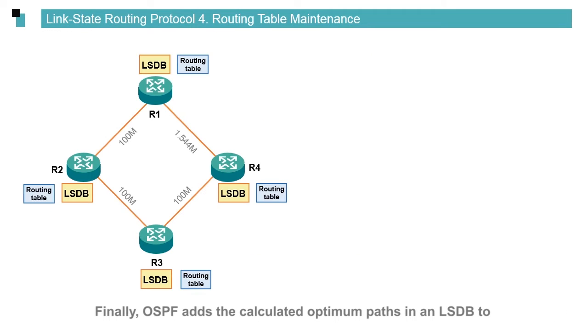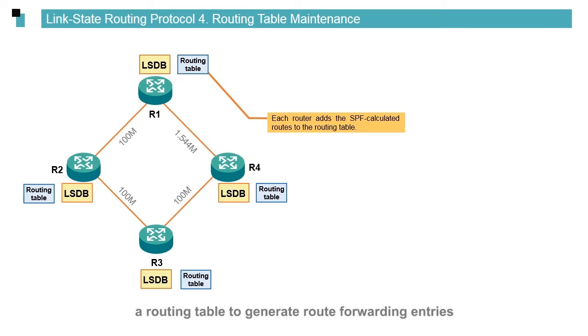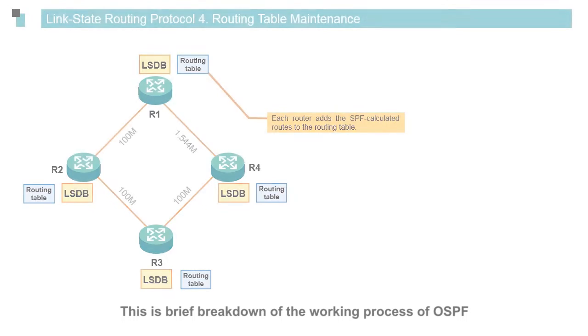Finally, OSPF adds the calculated optimum paths in an LSDB to a routing table to generate route forwarding entries, which will act as the basis for forwarding data packets. This is a brief breakdown of the working process of OSPF.